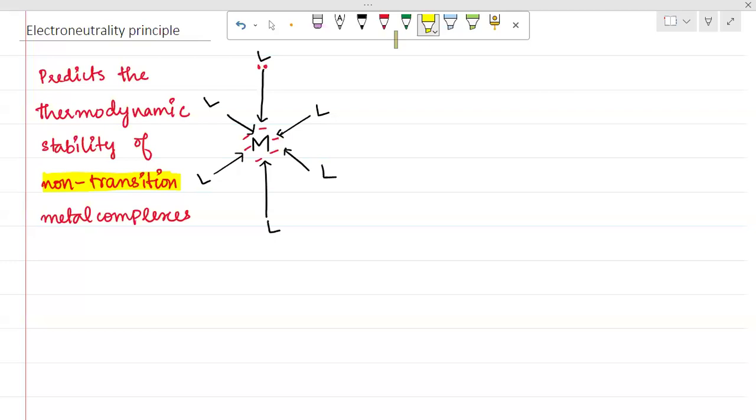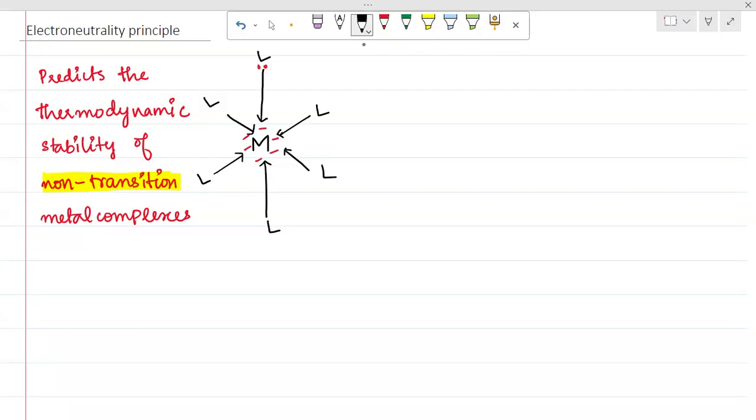you have got some principle which is called the electroneutrality principle. According to the electroneutrality principle, the charge around the metal should not be accumulated in such a way that it loses the stability. Okay, so there are many ways by which the electroneutrality principle can be explained. So I'll explain one by one with possible examples.